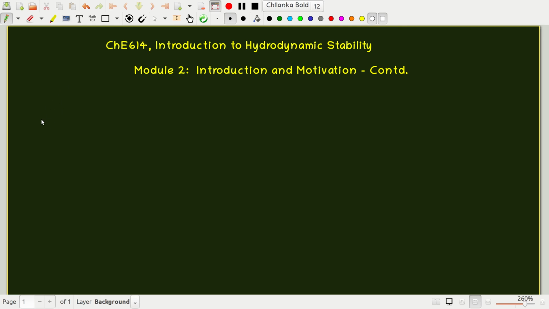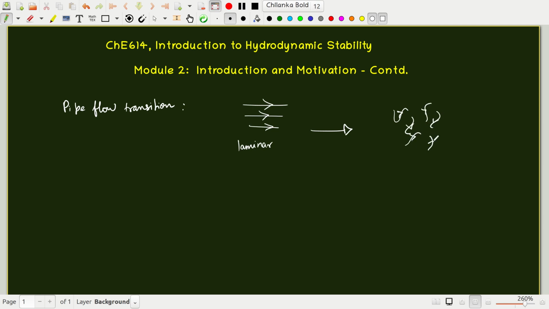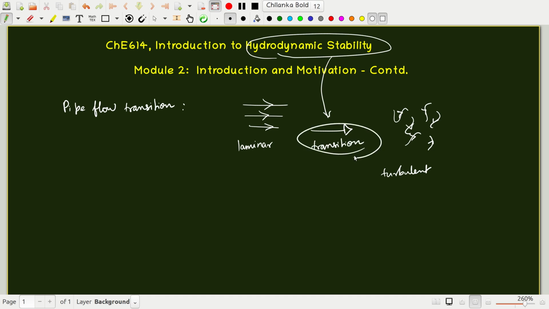Now in the first lecture I focused on laminar turbulent transition in a pipe, and I told you how fluid flow undergoes a rather dramatic transition from a very smooth orderly flow state, which we call laminar, to a very complicated and disorderly unsteady flow, which we call turbulent. And we mentioned that the subject of hydrodynamic stability concerns itself with understanding or explaining how this transition happens from the laminar to turbulent flows.